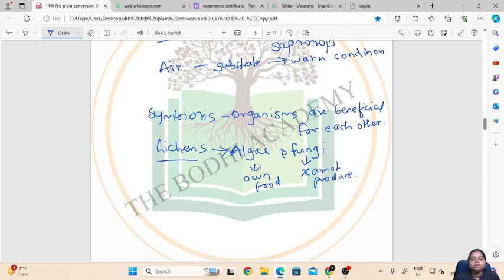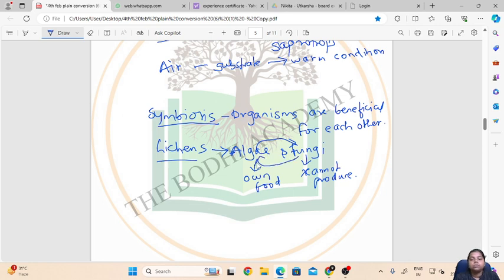So what will happen, here both are living together in the condition of lichens. That's why it is called symbiosis. Here both live together. Algae will provide nutrition to the fungi, and fungi will in return provide shelter to the algae.